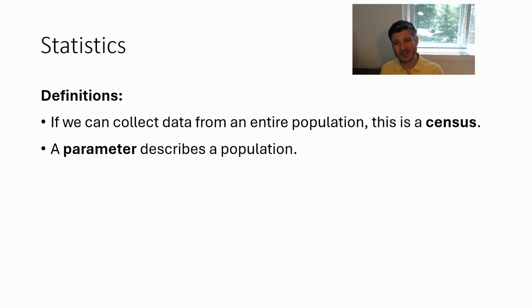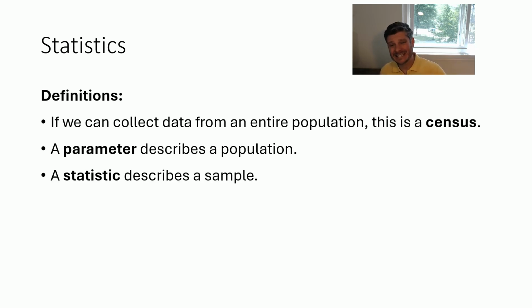Now, next definition. A parameter describes our population. So if I do want to talk about how an entire population behaves or how that whole group feels, then I want a parameter. A statistic describes our sample, that smaller group. And like I said, that main concept of statistics is that I am going to have to rely on just a small sample. And so statistics is the study of, okay, how do I describe that small sample?